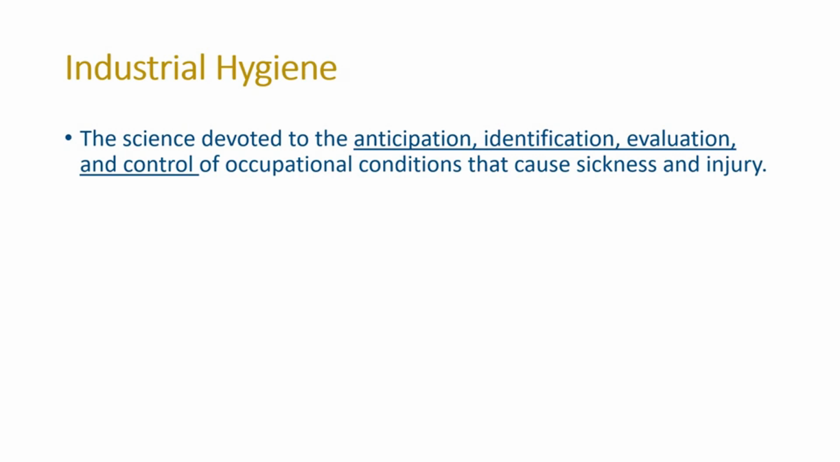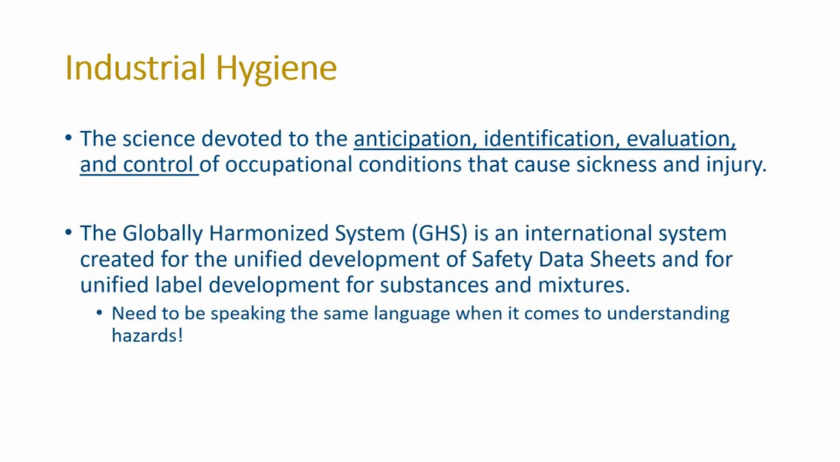A couple important reminders before jumping into the NFPA diamond. Industrial hygiene, recall, is the science devoted to the anticipation, identification, evaluation, and control of occupational conditions that cause sickness and injury. The Globally Harmonized System, or GHS, is an international system created for the unified development of safety data sheets and for unified label development for substances and mixtures. So again, the point is that we need to be speaking the same language when it comes to understanding hazards. And the NFPA diamond will be another mechanism by which you can communicate about material hazards.